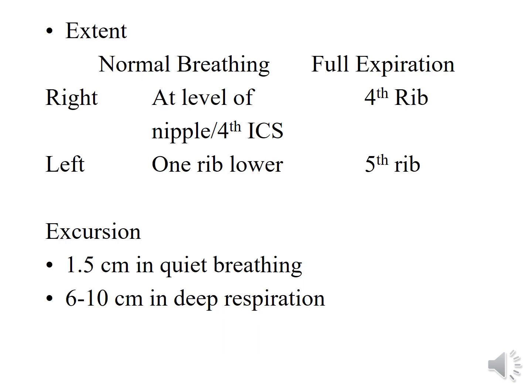The right cupula of the diaphragm is at a higher level as compared to the left one, which we can see in this slide showing the extent of diaphragm. The right cupula extends to the level of the fourth intercostal space in normal breathing and to the level of the fourth rib in full expiration, whereas the left dome is one rib lower. And what is the excursion of diaphragm? In quiet breathing it is 1.5 centimeter, and in deep inspiration it is 6 to 10 centimeter.